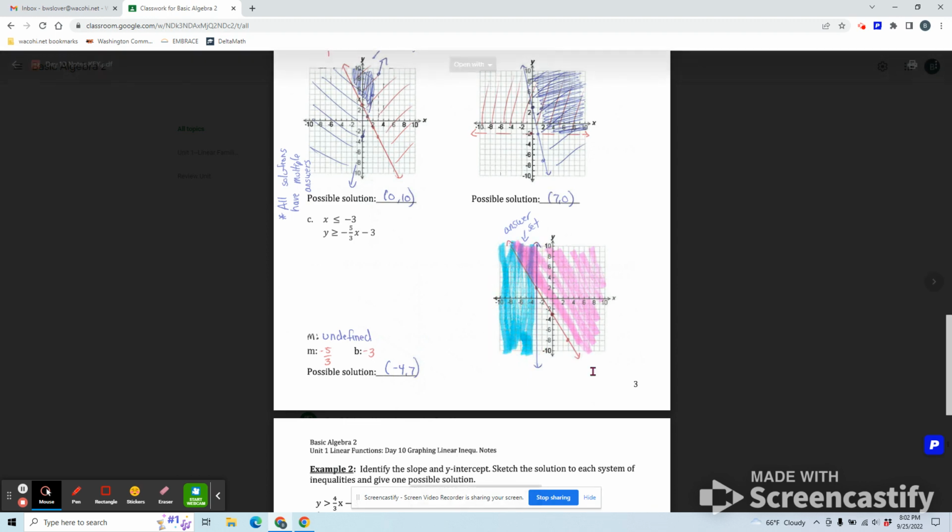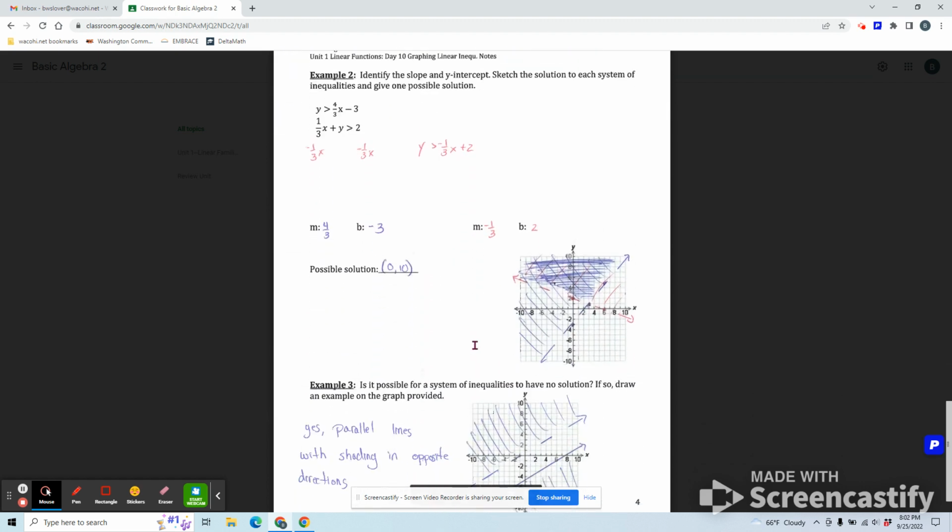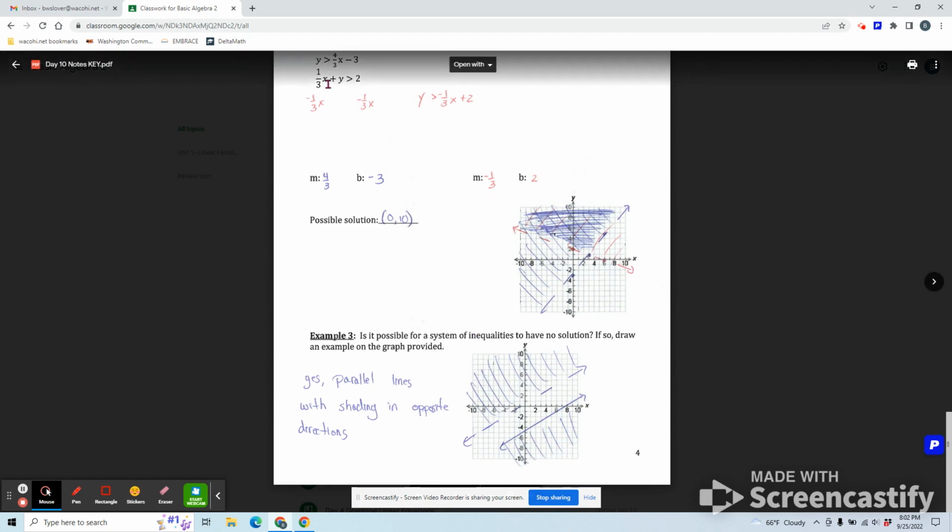Then I graph the other one. It's okay that they intersect right here at whole numbers or integers. It doesn't matter. I just care about the solution set. So I pick any ordered pair in that solution set as my possible solution. And then this last one, you do have to solve and get it in slope-intercept form, and then graph.